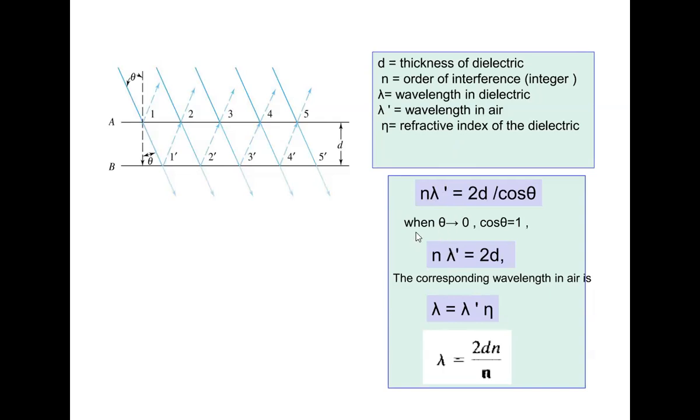So remember, when theta approaches 0, the cosine of 0 is 1. The cosine of 0 is 1. So when theta approaches 0, the cosine of theta is 1, which means, remember, theta is what again? That angle drawn to the normal. Okay, if that is 0, then you have this unique equation here, n lambda prime is equal to 2d.